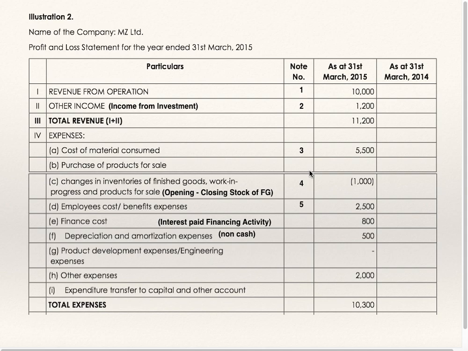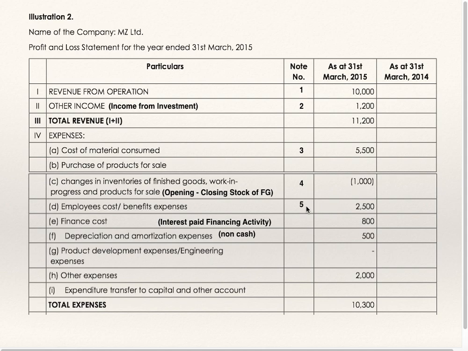Changes in inventories of finished goods: opening stock of finished goods minus closing stock of finished goods, refer note number 4. It is minus 1000. Raw material is shown in cost of material consumed. It is nothing but opening stock of raw material plus purchases minus closing stock of raw material. And as per note number 3, you will have only difference in opening and closing stock of finished goods.